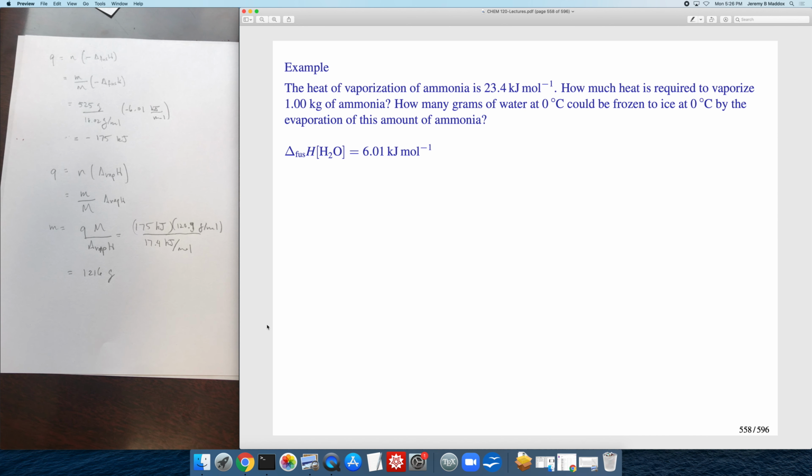Here it looks like this problem is similar. It's just that you're using a different refrigerant. You're using ammonia, I believe. No, you're using ammonia. So I'm going to leave this one as an exercise for you guys to try.